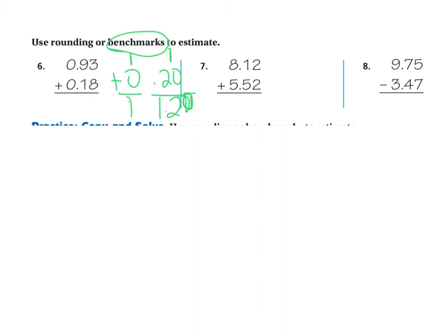All right, so the next one here is going to be 8 and 12 hundredths plus 5 and 52 hundredths. I'm going to go a little bit quicker here. I feel like if you're using benchmarks or if you're using rounding, you would say, okay, 8 and 12 hundredths is really close to 8. And then 5 and 52 hundredths, that's really close to 5. And then I'm going to go back to that quarter conversation. This is the benchmark here that I think they would be going for.